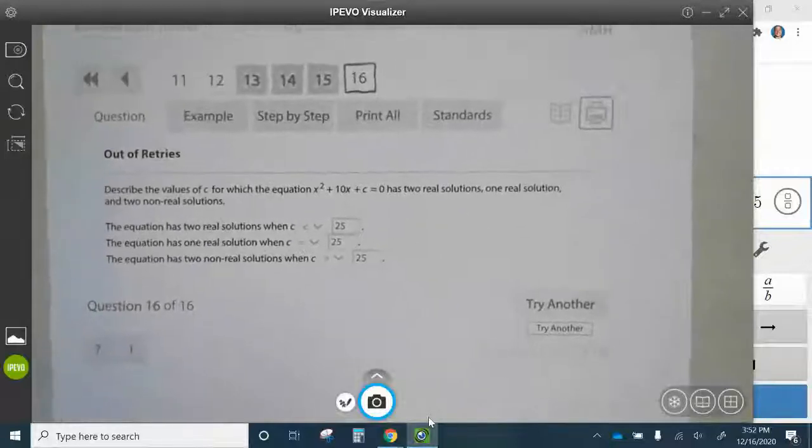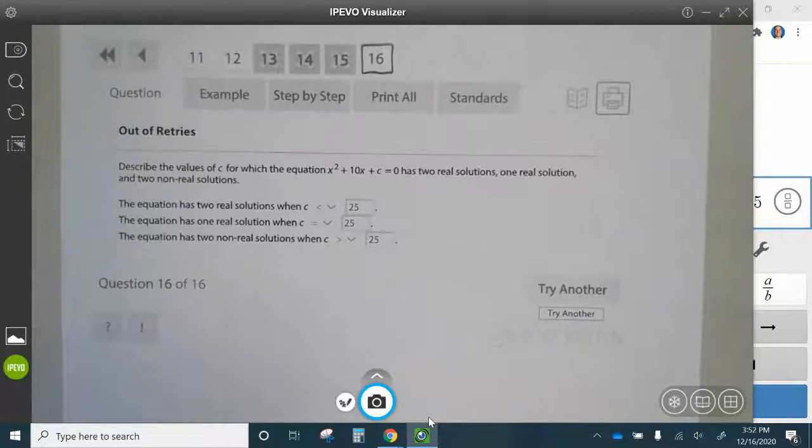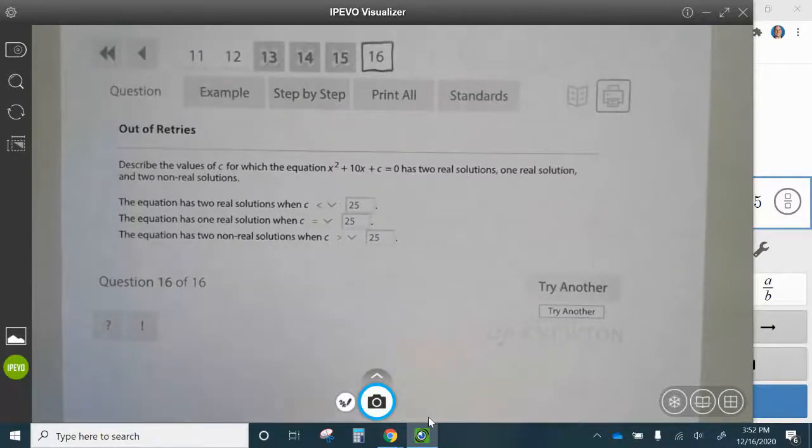Okay. Describe the value of c for which the equation x squared plus 10x plus c equals 0 has two real solutions, one real solution, and two non-real solutions. The equation has two real solutions when c is less than 25. The equation has one real solution when c equals 25. And the equation has two non-real solutions when c is greater than 25.